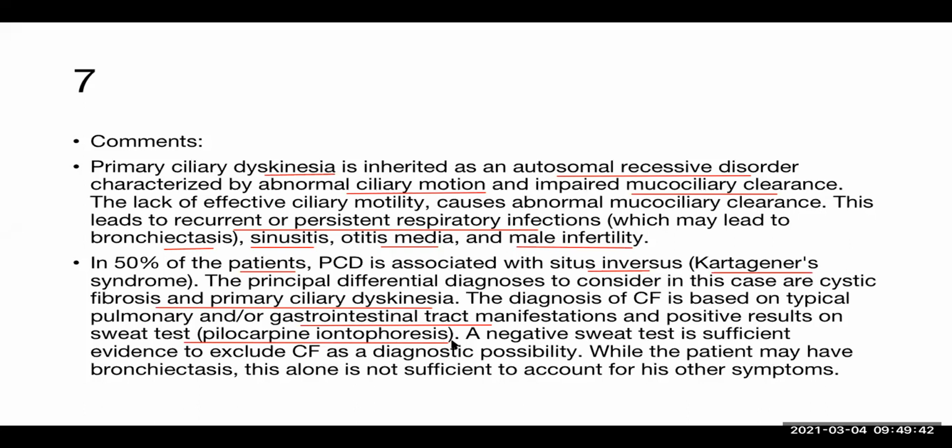Pilocarpine, being a cholinergic drug, will increase the sweat secretion. So we will get more sweat there. And when we get that sample, we can easily measure the amount of chloride and sodium. Chloride is more important than sodium for the diagnosis. A negative sweat test is sufficient evidence to exclude cystic fibrosis as a diagnostic possibility. See there, so much information we get from this case.